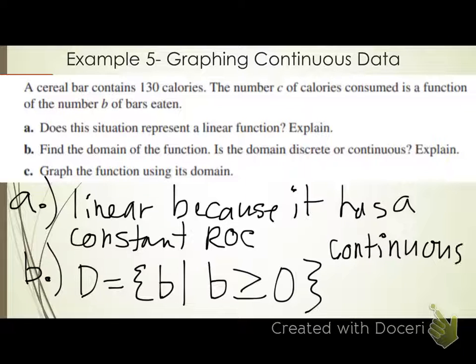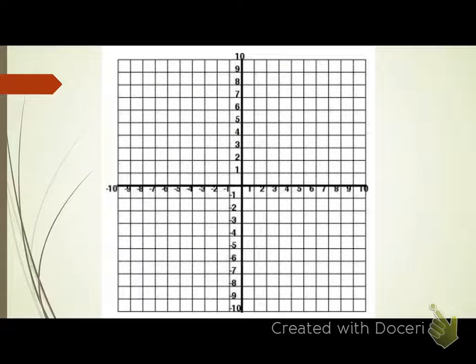Is everyone okay if I do not put the explanation? I would have put continuous because you can eat fractions of cereal bars. So I know I've got to include all those numbers on my interval. Does that make sense for B? Okay. Letter C. Graph the function using its domain.